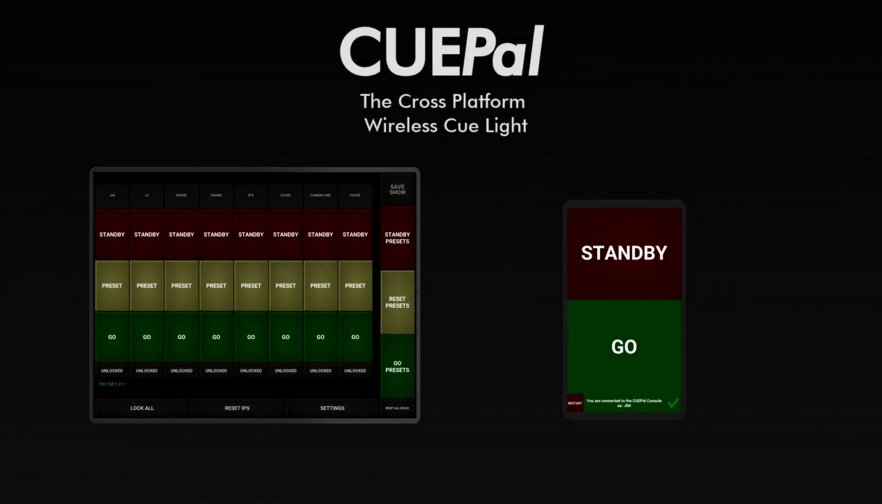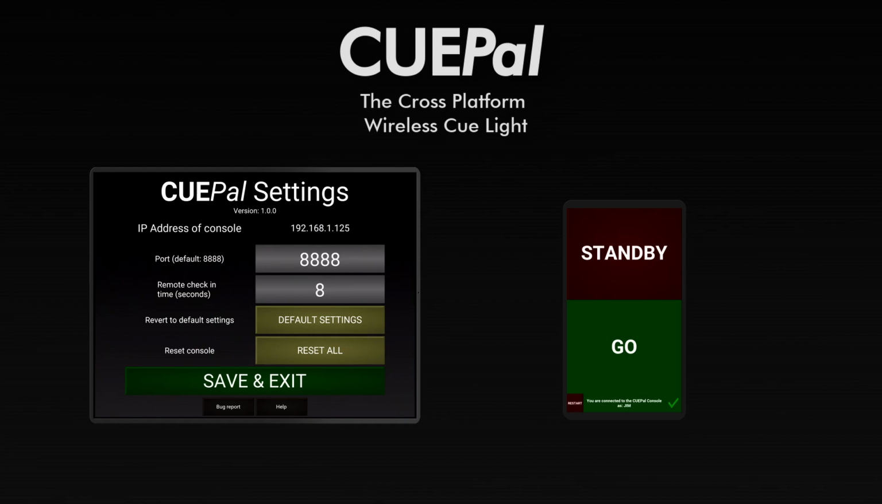Now we have gone over the main functions, let's take a deeper look into the settings and the extra features. On the CUEPal Console, it is possible to lock all of the channels at once using the Lock All button. Once this is pressed, or you have manually locked each channel individually, this button then becomes the Unlock All button. Moving to the settings page, here we can change some useful parameters. Firstly, at the top, the IP address of the console is displayed. This is useful when manually connecting to a Cue Light. We will cover this process in more detail shortly.